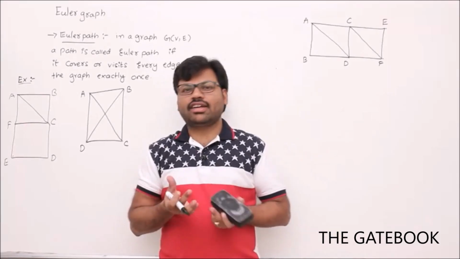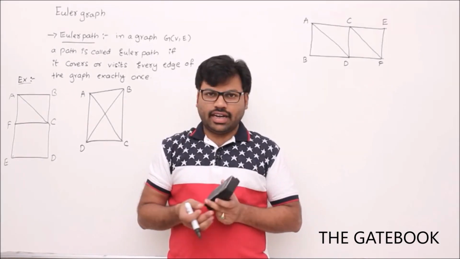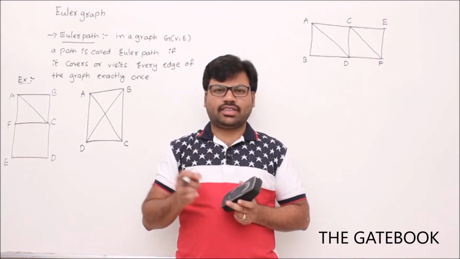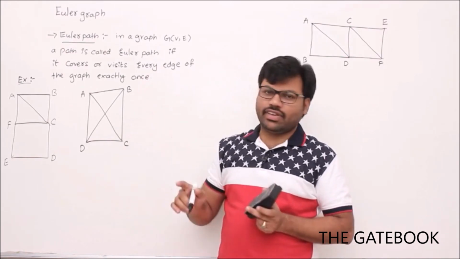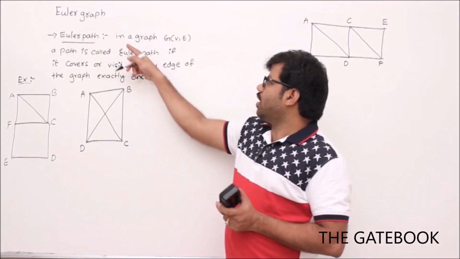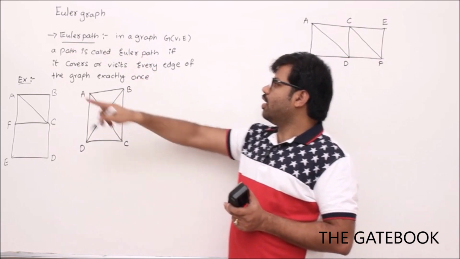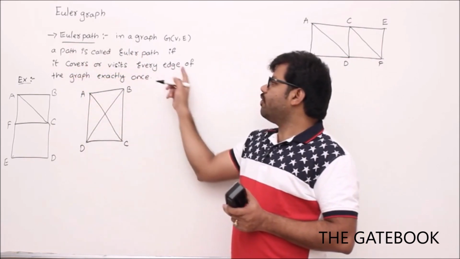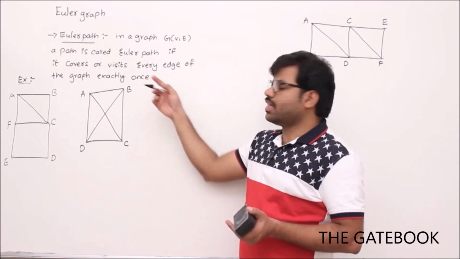Let's talk about Euler graphs. To understand Euler graph, you should understand Euler path. So what is an Euler path in a graph is like this. A path is called Euler path if it covers or visits every edge of the graph exactly once.